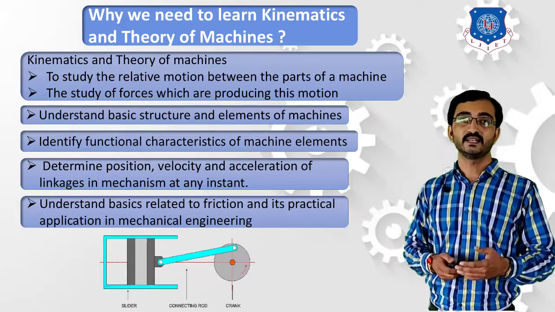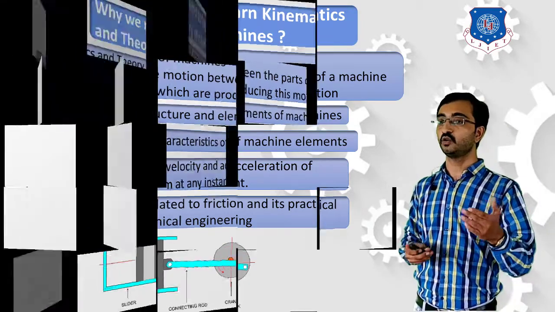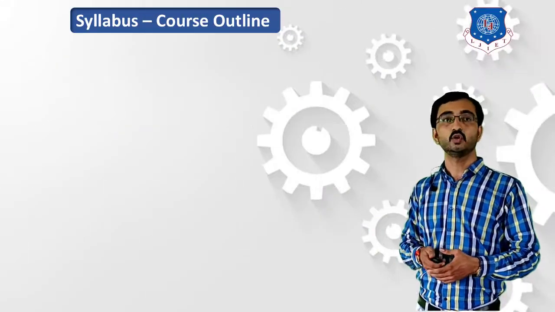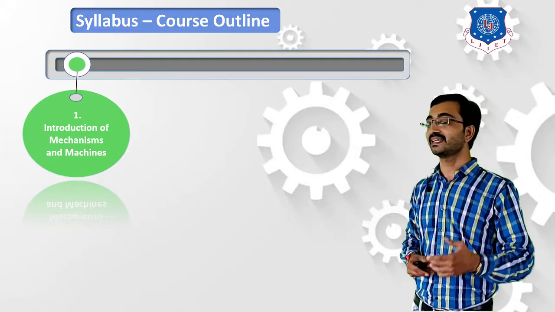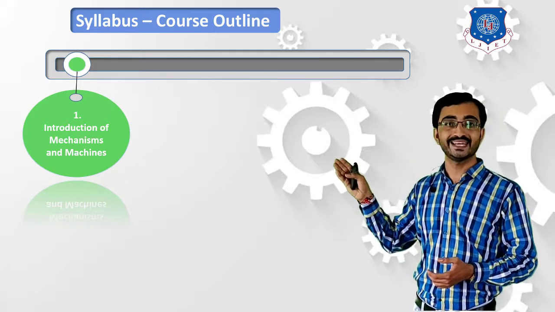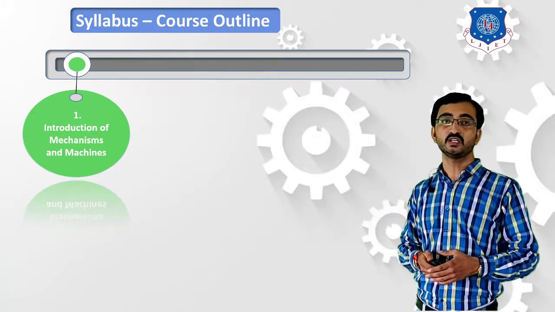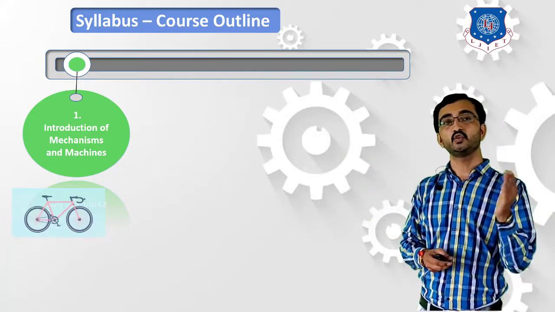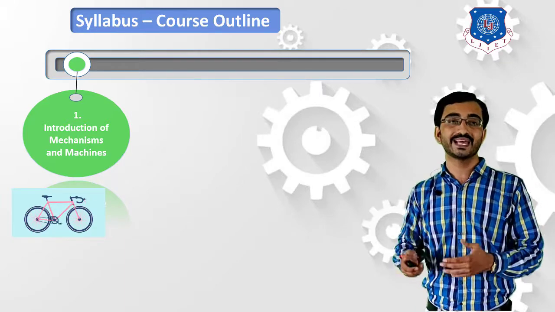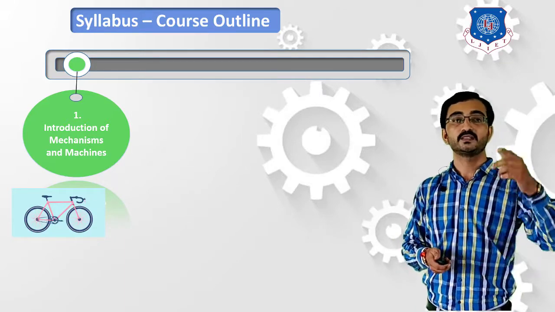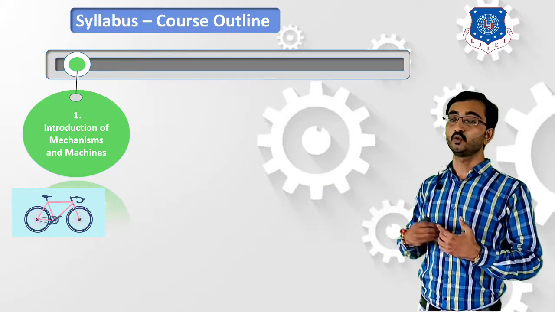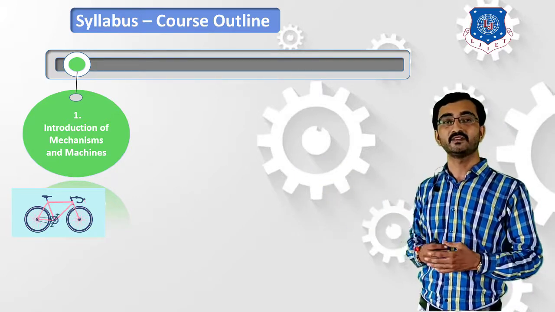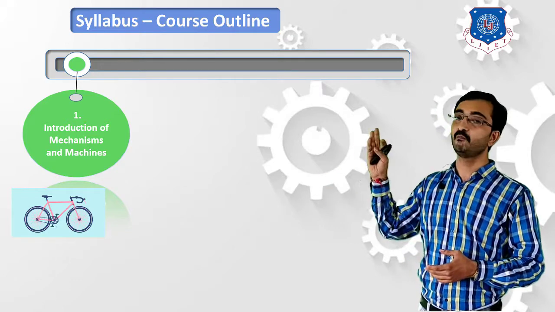Okay, so let's learn the syllabus, or we can say the course outline, of this subject. In this subject the first chapter is the introduction of mechanisms and machines. Over here in the first chapter you will be introduced to various mechanisms and machines. For example, take the example of a bicycle. Now we use this bicycle in our day-to-day life, but this is the best example of a mechanism.